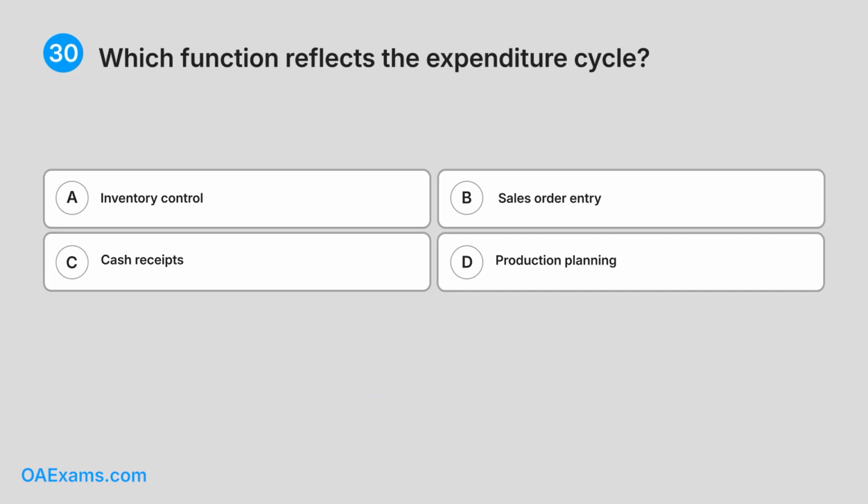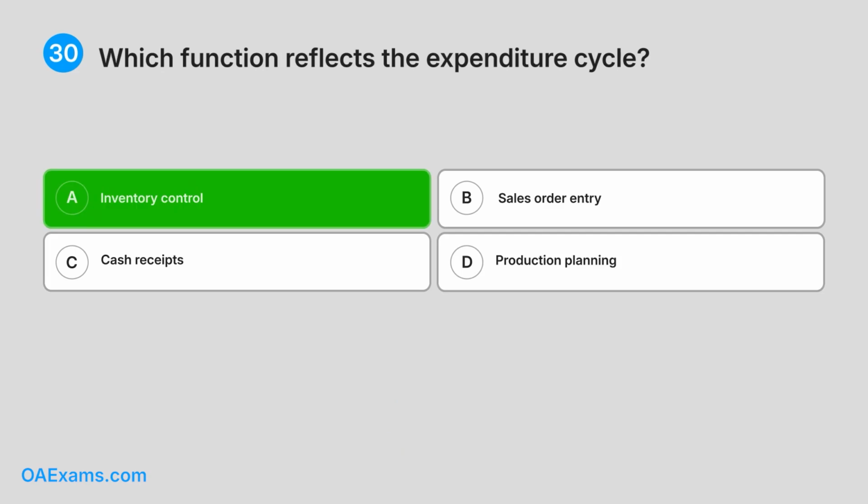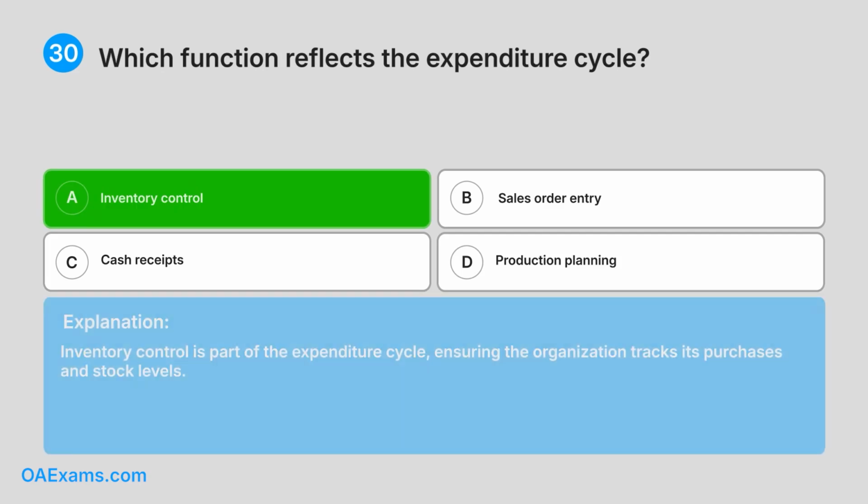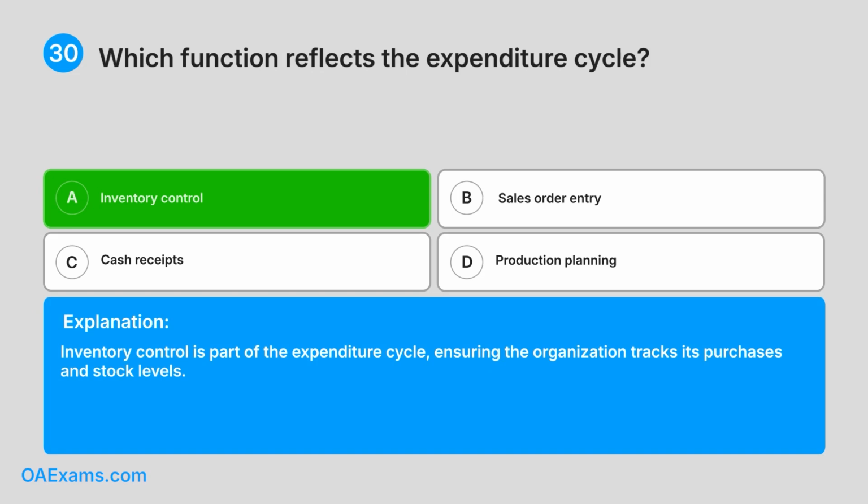Correct answer. A. Inventory control. Explanation. Inventory control is part of the expenditure cycle, ensuring the organization tracks its purchases and stock levels.